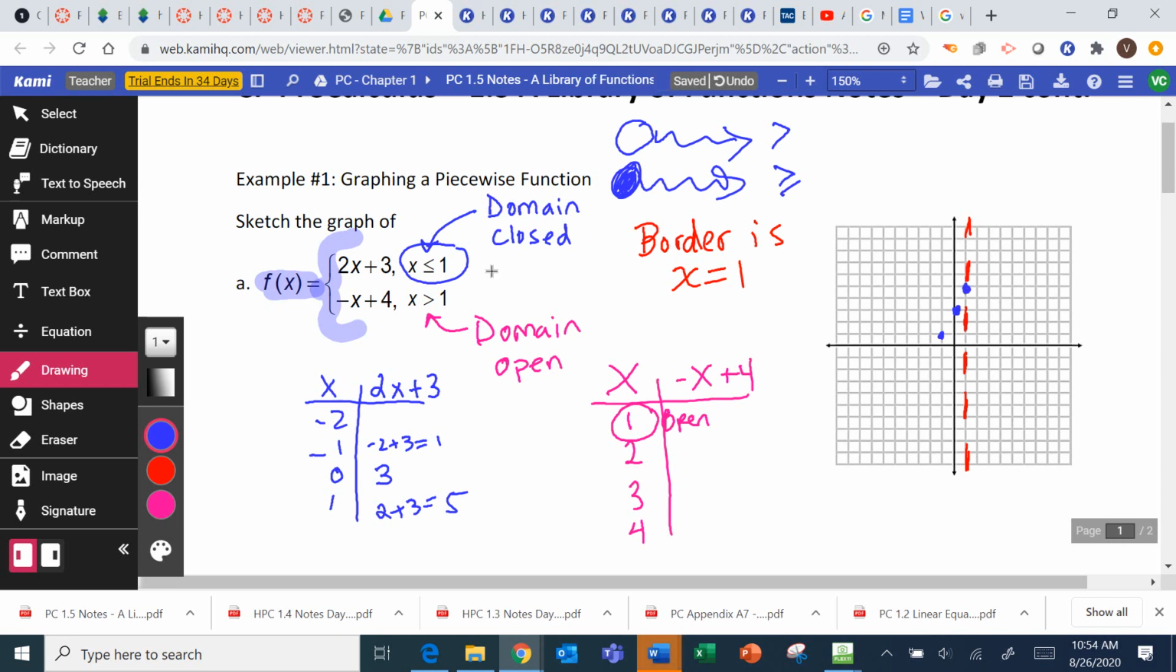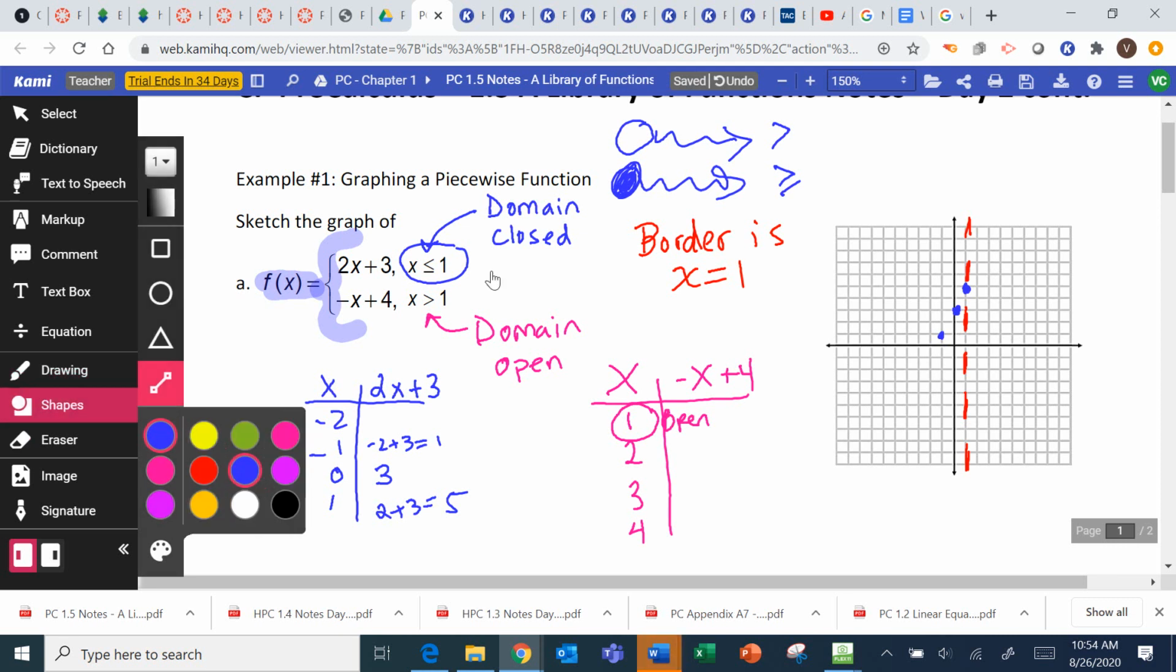This is the line. I could use my slope to find more points, or I could just use my line at this point to draw it. The line is not across the whole graph, though. It is only on the half that is less than or equal to 1. So this is a piece. This is one piece. Okay?